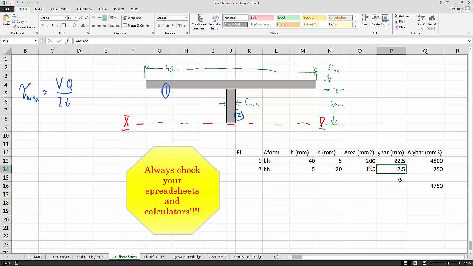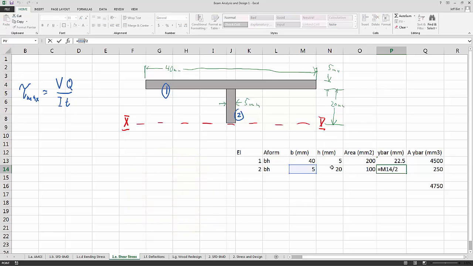And, oh dear, I did do this wrong. Okay, so this should not be 2.5. This should be half of the height, not half of the base. Okay, so I caught my own mistake there. That's fine. Good thing to go back and check.